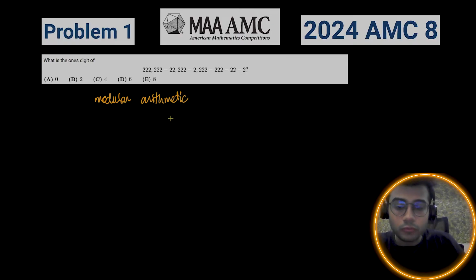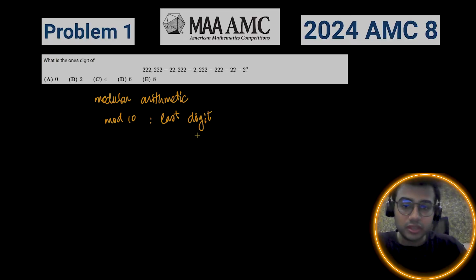So if you know what modular arithmetic is, all you need to do here is take the numbers mod 10, okay? Because mod 10 gives you the last digit, because mod 10 is just the remainder when divided by 10. So because we just want to find the ones digit of this calculation, we can just take the whole calculation mod 10.